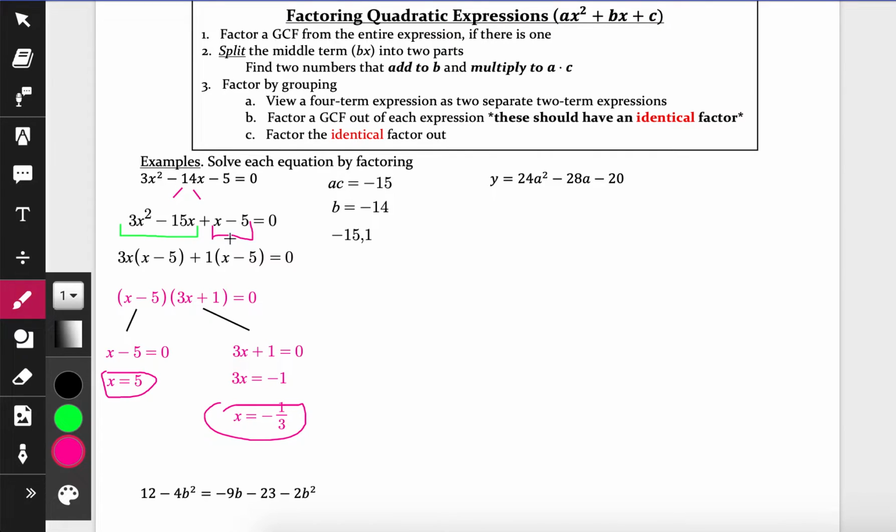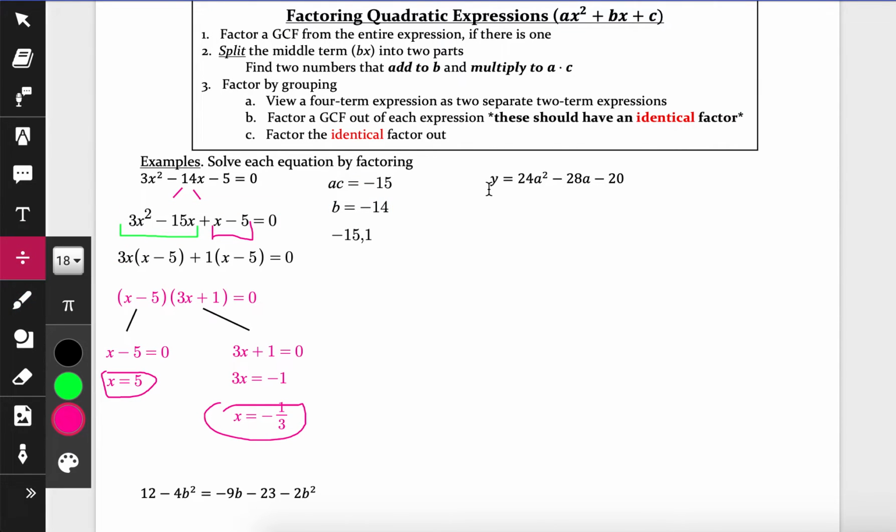So again, we look for two numbers that multiply to ac and add to b, and we use those two numbers to split the middle, and then factor by grouping. Factor the first two terms, pull a 3x out of here. Factor the second two terms, there's nothing in common, so we just pull a 1 out. And we should get this identical factor, x minus 5. That's what allows us to factor it out in the next step and see what we're left with. Set each factor equal to 0 and solve.